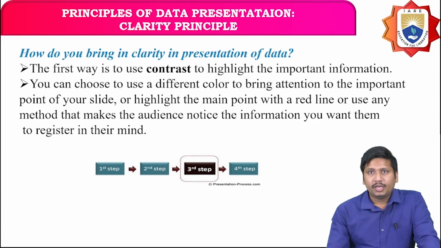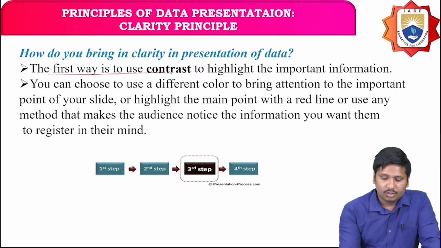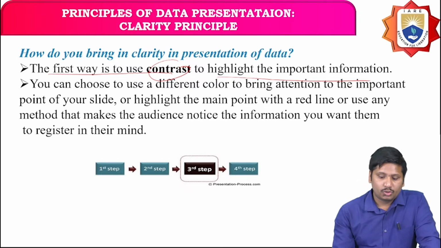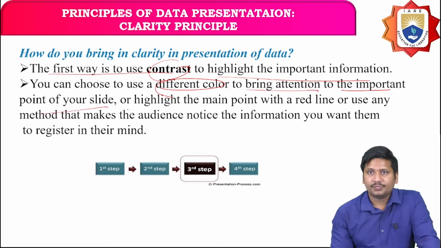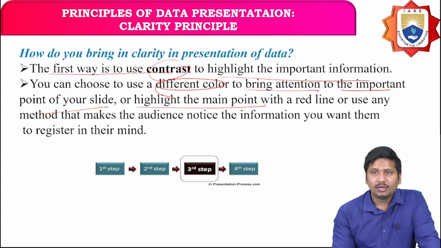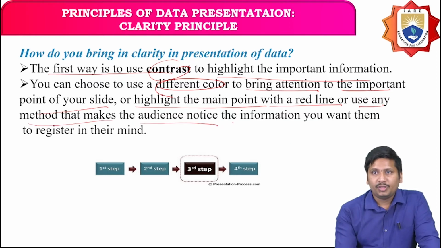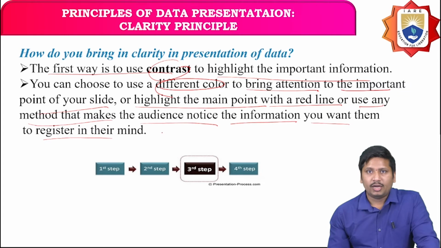Then how are we going to bring clarity in the presentation of the data? This is another kind of question. The first way is to use contrast to highlight the content information, and you can also use a different color to bring attention to the important point of your slide, or I can highlight the main point with a red line, or use any other methods to make the audience notice the information you want to present to them and to make it register in their mind, right?